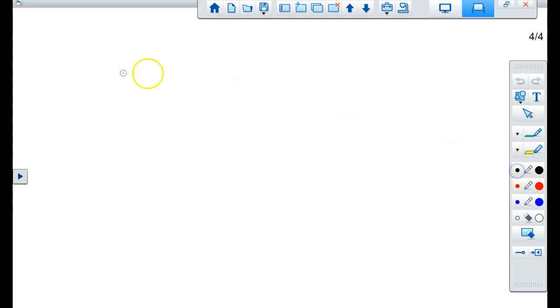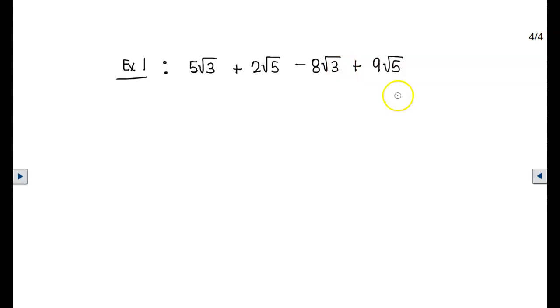All right, so let's look at some examples. On this first one, we are going to do this problem: 5 square roots of 3 plus 2 square roots of 5 minus 8 square roots of 3 plus 9 square roots of 5. So notice 2 of these have the square root of 3 and 2 have the square root of 5.